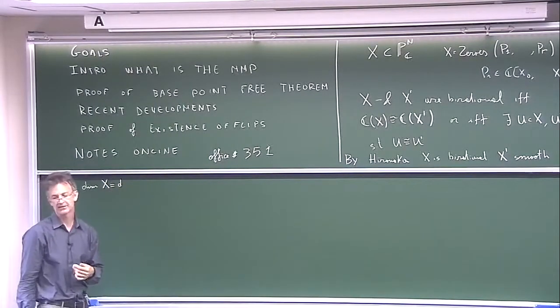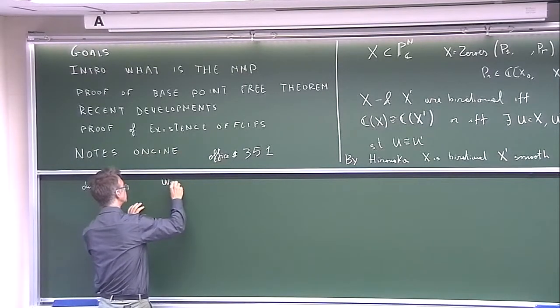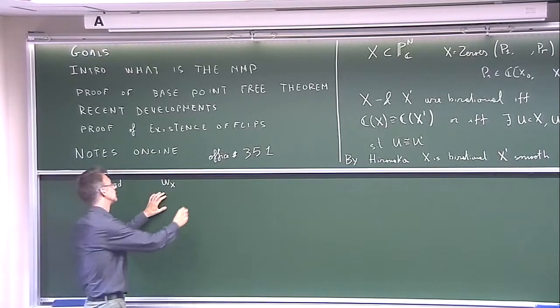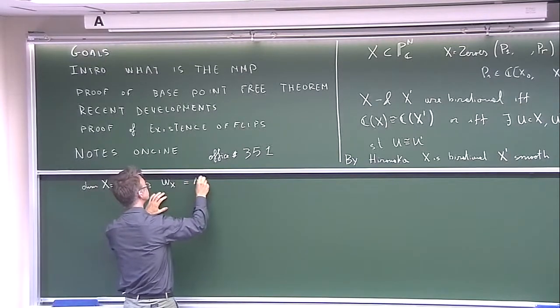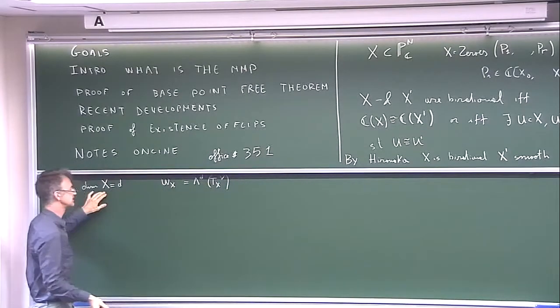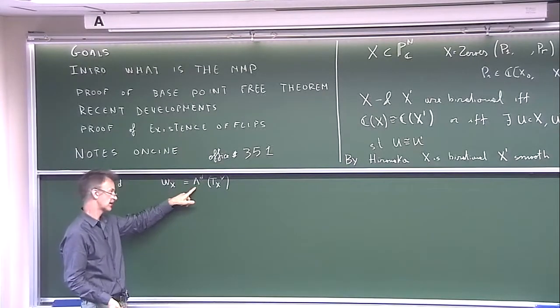Then the next thing I should tell you is what is the canonical line bundle, because that's what we typically use to classify a variety. So the canonical line bundle is just the top exterior power of the cotangent bundle, the dual to the tangent bundle, right? So I'm assuming that X is smooth, then the tangent bundle is a nice vector bundle. You take the top exterior power and you get a line bundle.